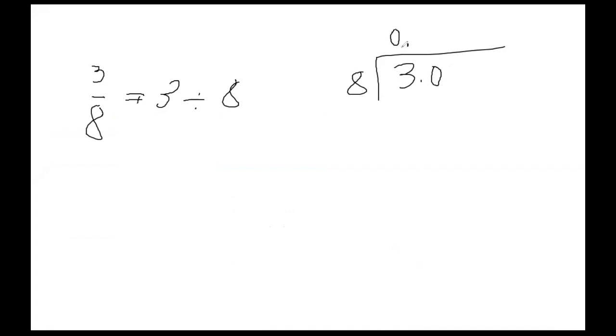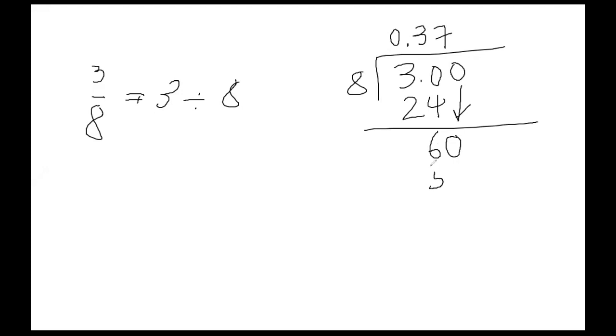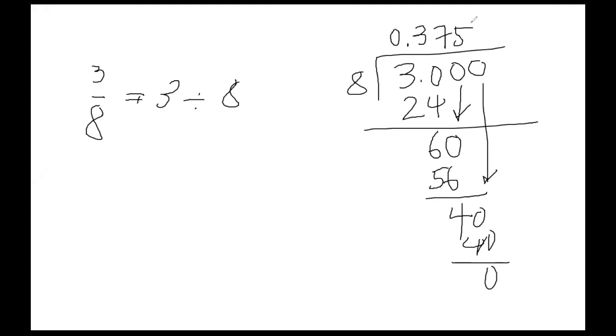30 divided by 8, that's equal to 3. Okay, 3 times 8, that's 24. 30 minus 24 is equal to 6. Okay, 6 is not divisible by 8. So, mag-add ulit tayo ng another 0. 60 divided by 8, that's equal to 7. 7 times 8, that's 56. 60 minus 56 is equal to 4. Okay? So, add ulit tayo ng another 0. 40 divided by 8, that's 5. 5 times 8, that's 40. So, wala na tayong remainder. Our final answer here is 3/8 is equal to 0.375. Okay.